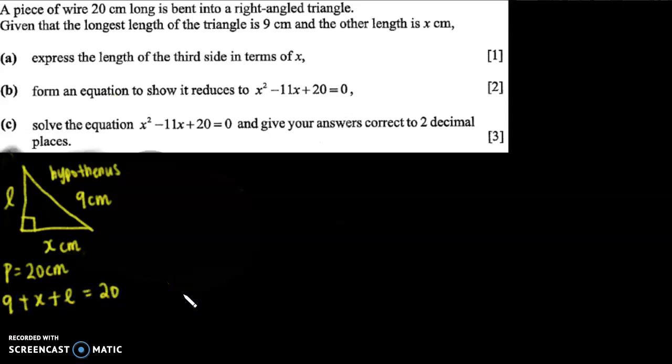Let's try to simplify this. Since they're asking for the length, let's put L as the subject. Let's bring 9 and x to the other side. 9 brought over will be a minus, so 20 minus 9, and x brought over will be minus x. So L is 20 minus 9, that is 11 minus x. So that's the answer.